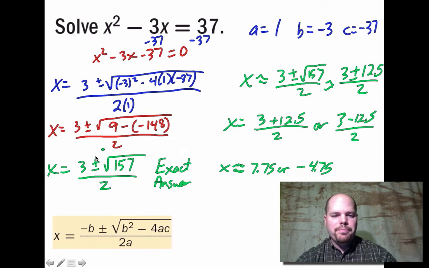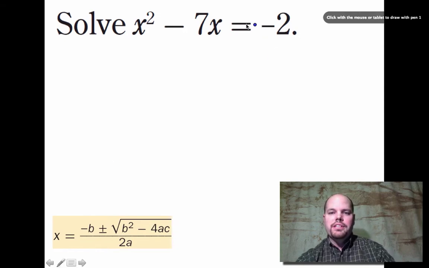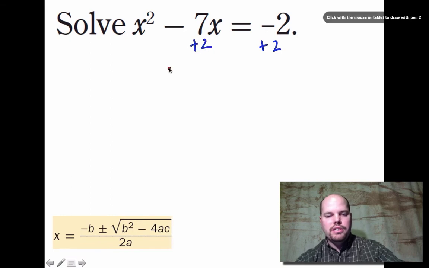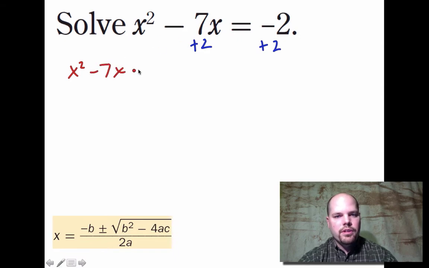So approximate, exact. All right, next example, solve x squared minus 7x equals negative 2. You should get in the habit of noticing that this quadratic equation does not equal 0, so we need to add 2 to both sides, so this equals 0. So I'd have x squared minus 7x plus 2 now equals 0. What's my a value?